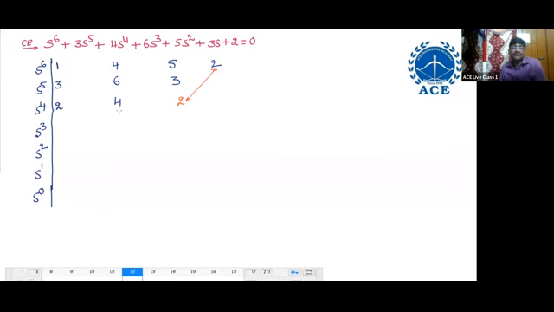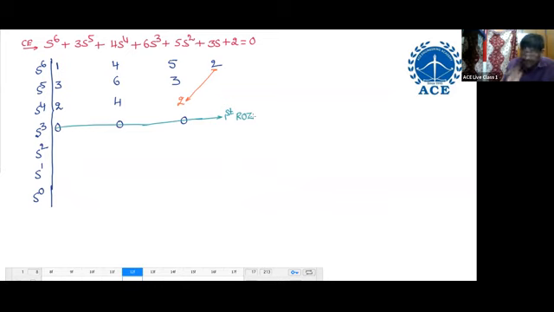12 by 3, 4. Next, 2 into 3 is 6, 3 into 4 is 12, 12 minus 12 is 0. Next, 6 minus 6 is 0. So here already 0 is there, so 2 into 0, 3 into 0 is 0. So now what happened? One time, the first row of zeros.